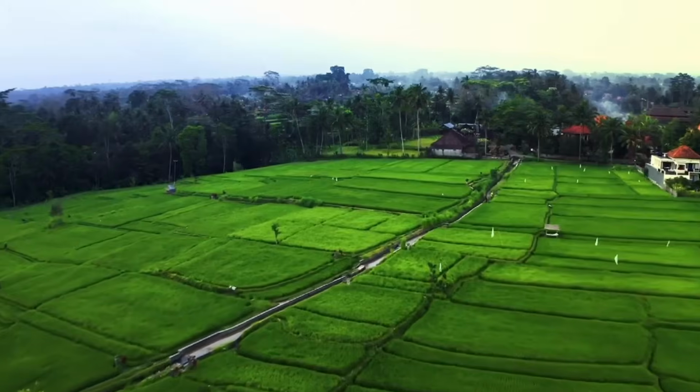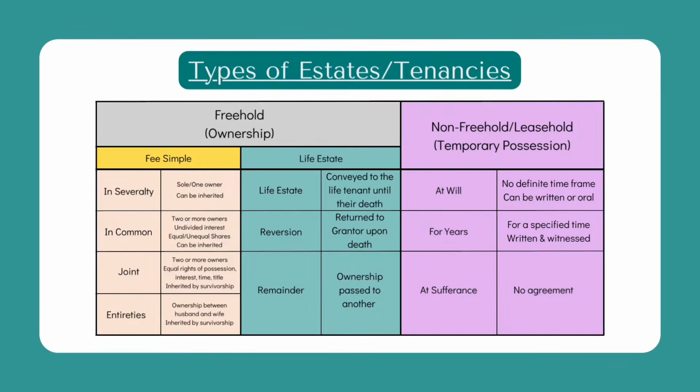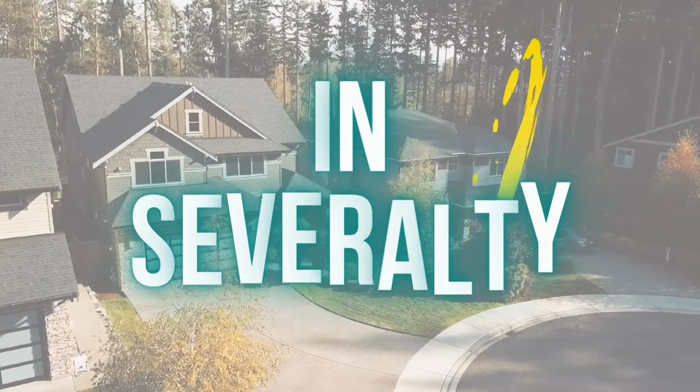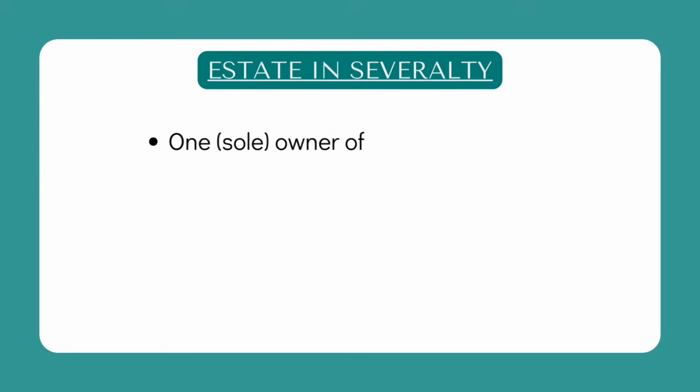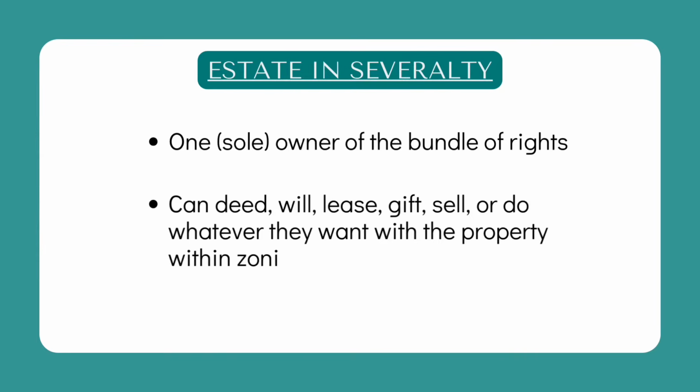There are 4 distinct ways in which a fee simple estate can be held: in severalty, in common, jointly, and by the entireties. Let's break these down. An estate in severalty means there is only one owner of the entire bundle of rights, and that owner can deed, will, lease, gift, sell, or do whatever they choose with that property as long as it falls within the established easements and zoning laws.